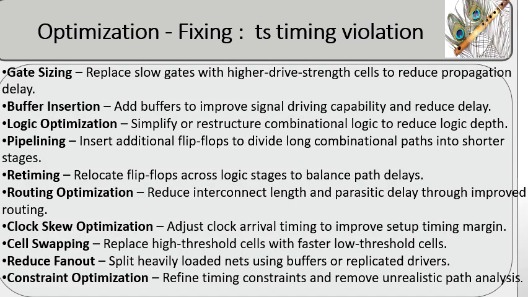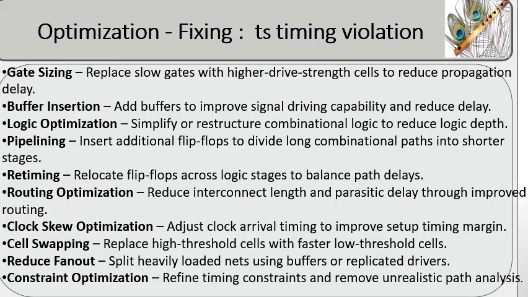Gate sizing replaces slower gates with higher drive cells, cutting down propagation delay. Buffer insertion strengthens signals by adding buffers, reducing delay across long nets. Logic optimization restructures or simplifies combinational logic, lowering logic depth. Pipelining introduces extra flip-flops, breaking long paths into shorter stages. Retiming shifts registers across logic, balancing delays between paths. Routing optimization shortens interconnects, minimizing parasitic resistance and capacitance.